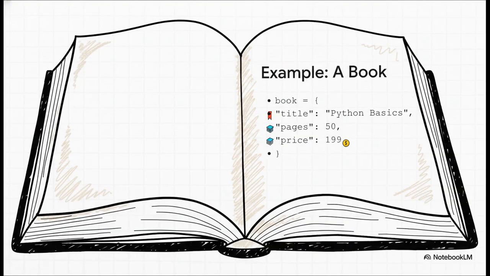So let's look at a full example. We're creating a variable called book. Now, inside our curly brackets, we have 3 of these key-value pairs. The key title points to the text Python basics. The key pages points to the number 50, and price points to 199. And notice how we can mix different kinds of data. Text and numbers can live together in the same dictionary, no problem.